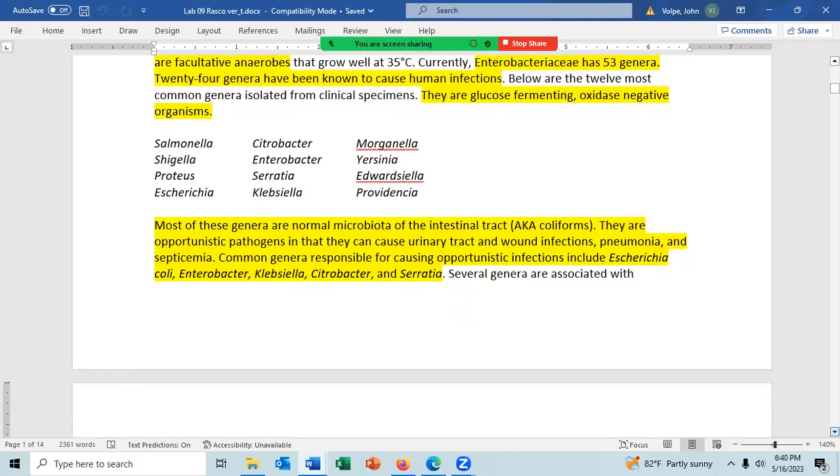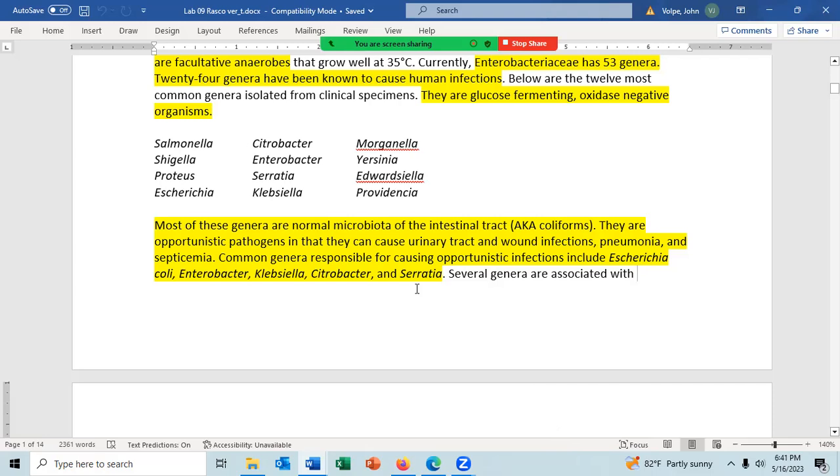Most of these genera are normal microbiota of the intestinal tract, aka we call them coliforms because they live in the colon. They are opportunistic pathogens in that they can cause infections when they're grown in other places, like urinary tract and wound infections, pneumonia, septicemia. So E. coli is found in our intestines, but if it's found elsewhere, it will cause an opportunistic infection. Like in the lungs, it'll cause pneumonia, urinary tract infection if it's found in the urethra or the bladder or both.